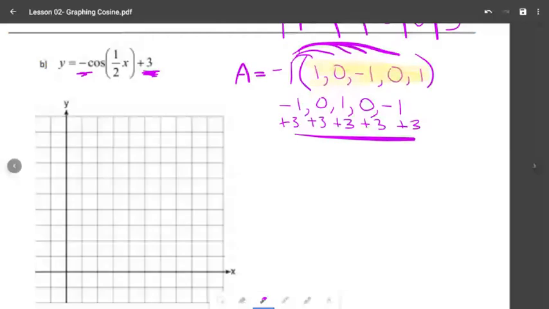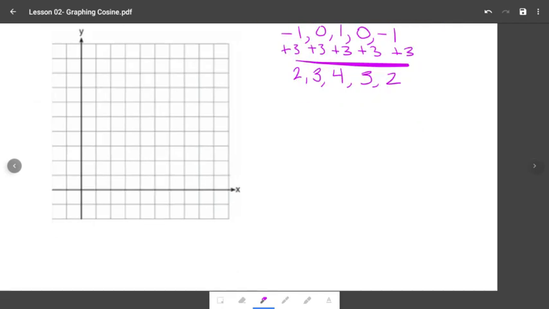So negative 1 plus 3 is 2. 0 plus 3 is 3. 1 plus 3 is 4. 0 plus 3 is 3. And negative 1 plus 3 is 2. So these are my y's. Again, if you want to make yourself a table to use, go for it.